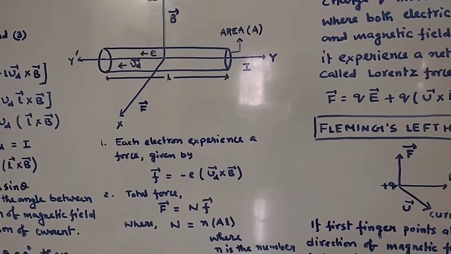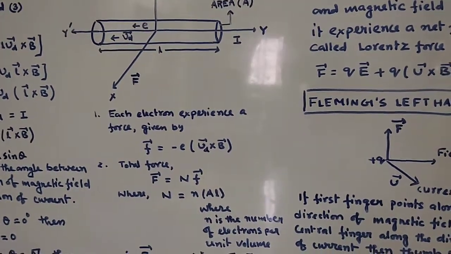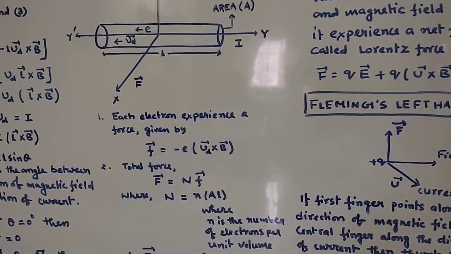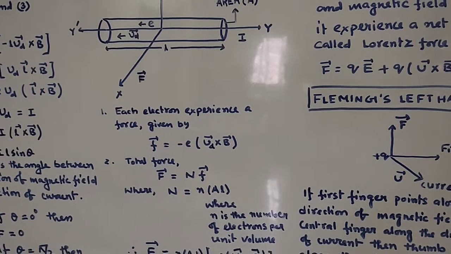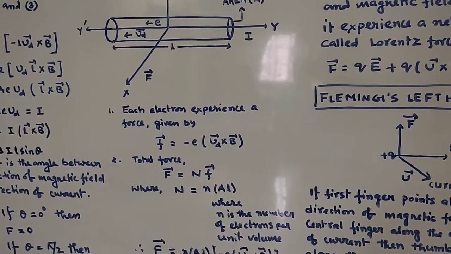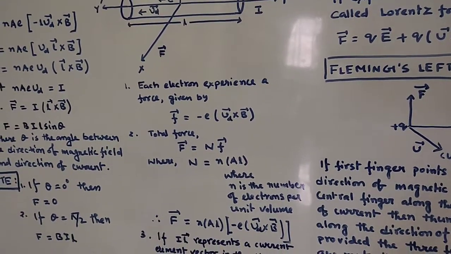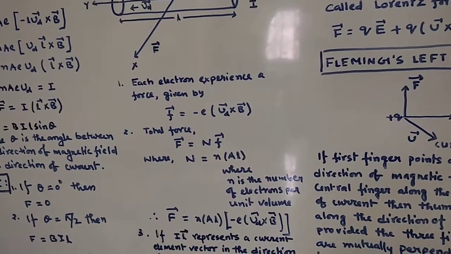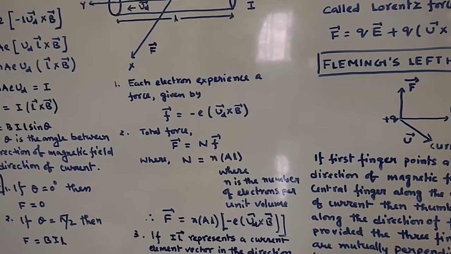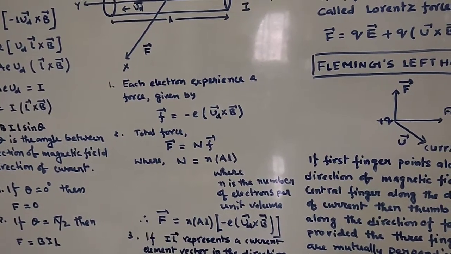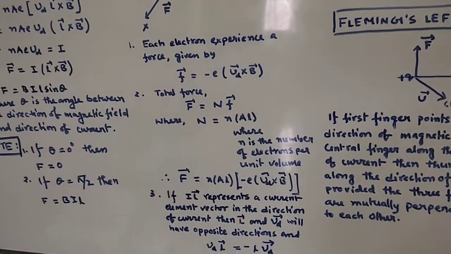If you consider small n as the number of electrons per unit volume, then the volume of this conductor is AL. So small n, capital A, small l gives you the total number of electrons, and the total force is nothing but capital N into the force on a single electron. So F vector comes out to be, substituting the value of N, small n A l times small f vector, and small f vector is minus e Vd vector cross B vector.